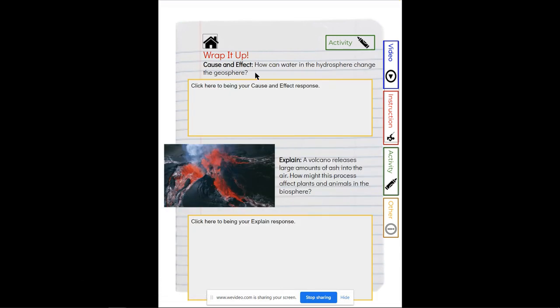Continuing on with your wrap it up, you have a cause and effect question right here. How can water in the hydrosphere change the geosphere? So how can one cause an effect to the other? And then looking at this image, you have to explain a volcano releases large amounts of ash into the air. How might this process affect plants and animals in the biosphere? So how might that change things for the biosphere?